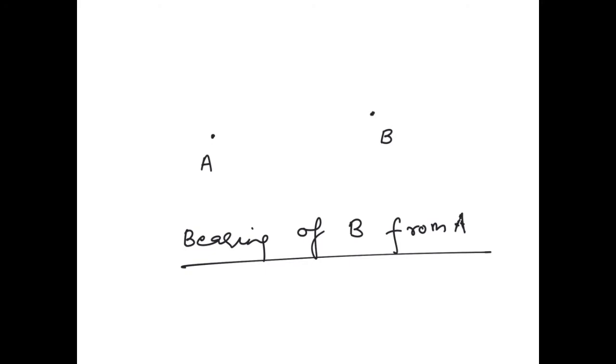Let's understand that. So you see B and A. If you see these 2 points, you know we need to start from the north-south line. So let's make the north line first. This is north. And at point B also, this is north. We need to get the bearing of B from A. So now in this case, we make a line which goes from A to B.